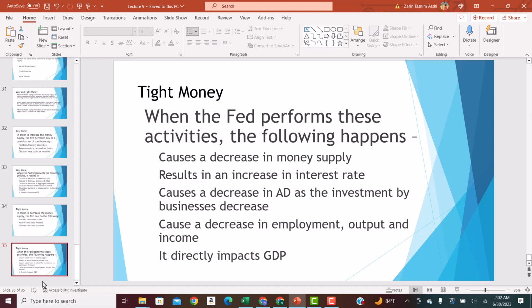It's very important you understand the examples I did. It's very important you understand what easy and tight monetary policy is, and what the major tools and minor tools of monetary policy are. But that's the end of this lecture.